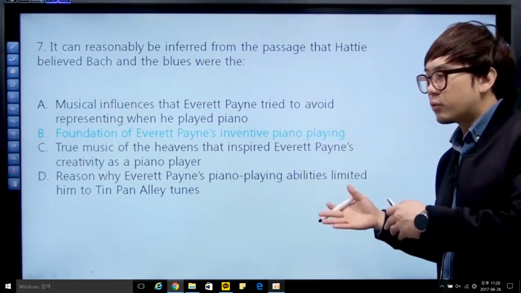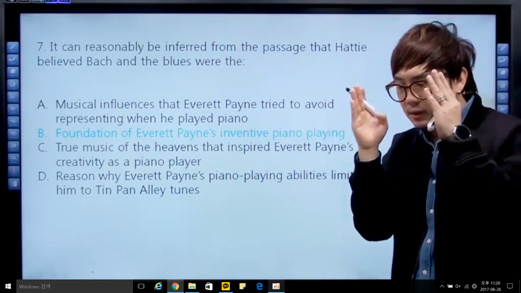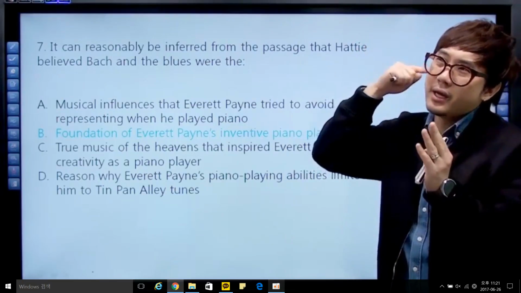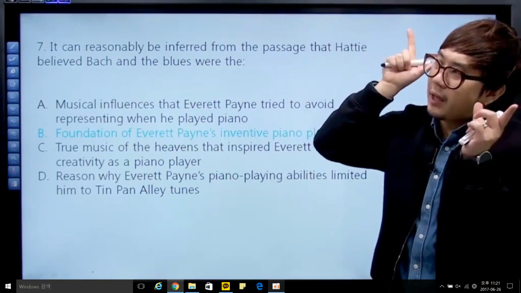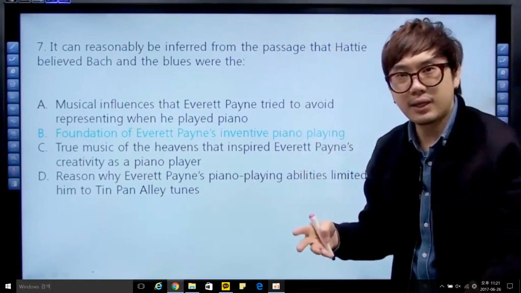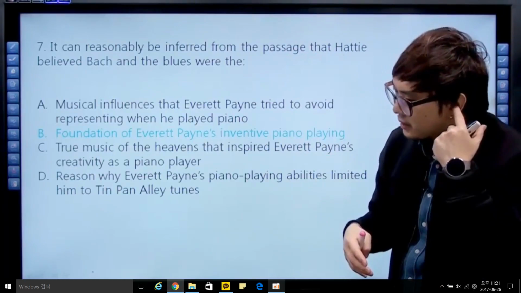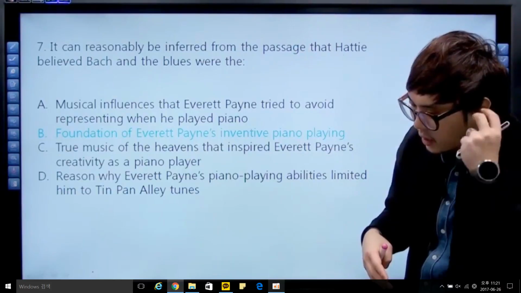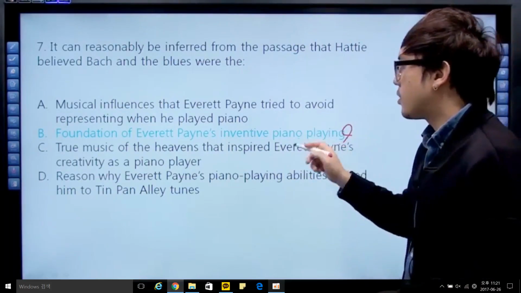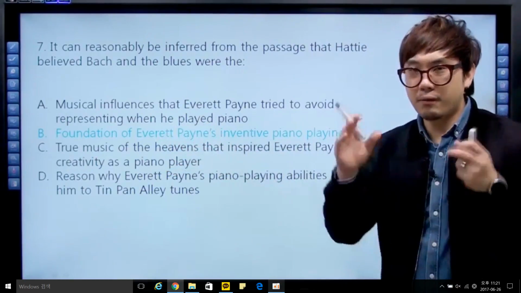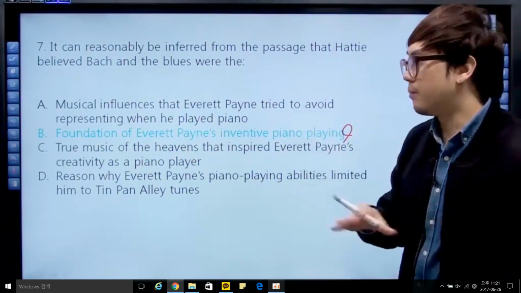So Bach and the blues, what are we talking about? Haiti is saying that because his head is tilted to the left a little bit, his right ear was up to the heavens, his left ear is down to earth, and that sort of kept in balance. And the one on the downside, she's saying that hearing this was to him the Bach and the blues. So what does that mean? It means that was the foundation of Edward Payne's inventive piano playing. That was not just this, but that also, the head tilting to the left a little bit. That should be the answer.